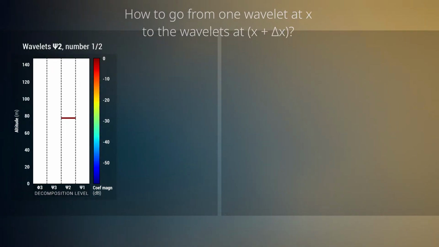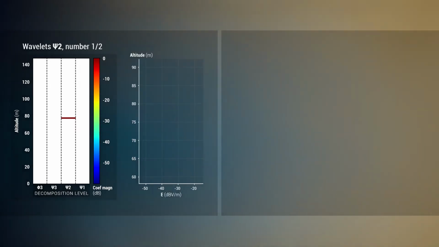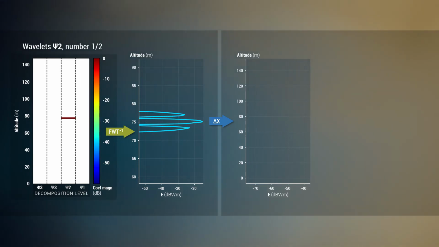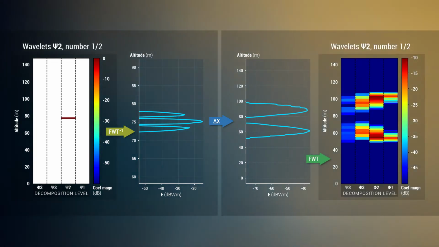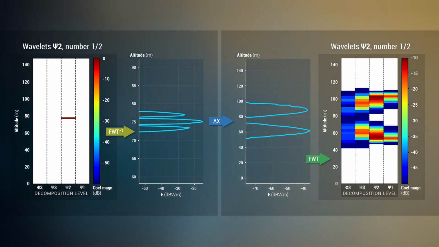Let's take this wavelet here, on phi 2. With an inverse wavelet transform, we can obtain the field corresponding to this wavelet. Then we propagate this field over a step delta x in free space, whatever the technique used here. We make a wavelet transform to obtain the corresponding wavelet decomposition. Finally, we apply a hard compression to have a sparse wavelet representation of the propagated field. This calculation will be repeated for each wavelet.